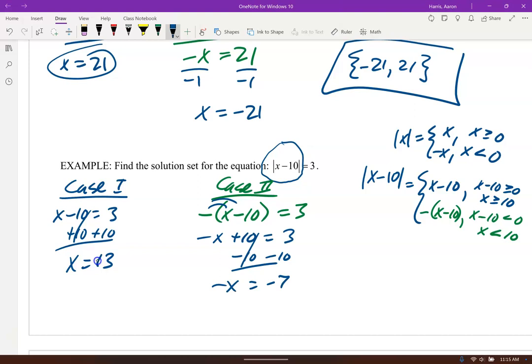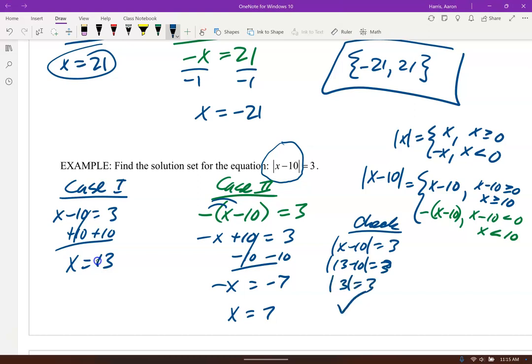Divide by -1. So 7. And notice if I check both of those, if I check the first one, 13 minus 10, and we're like, yeah, that works, right? Absolute value of 3 equals 3.